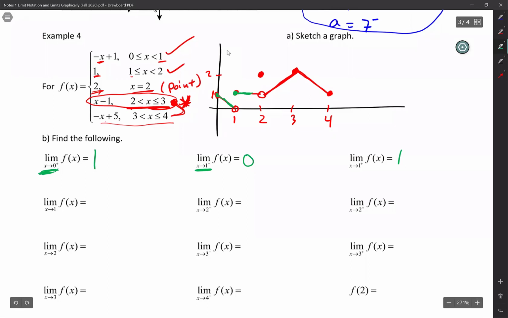Now go to the next row. Limit as x approaches 1. Well, from the left it's 0, from the right it's 1, so this one does not exist.